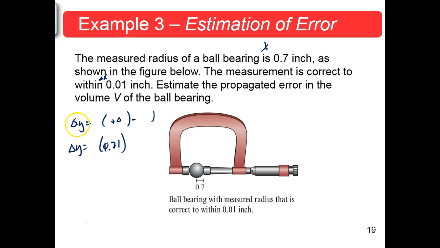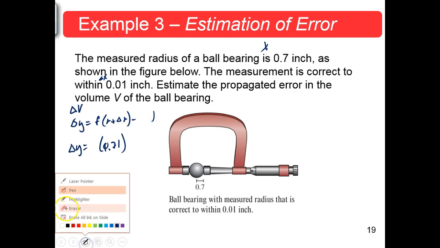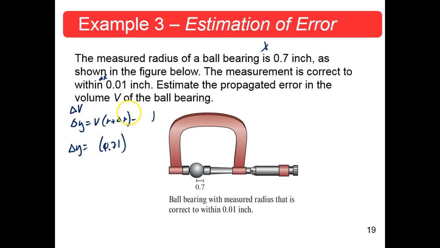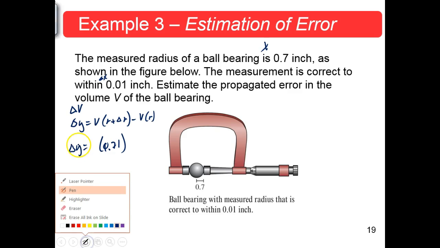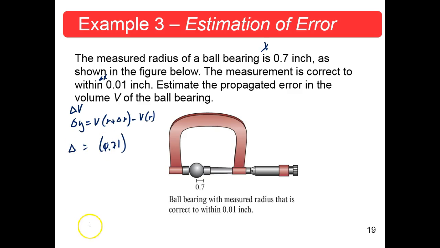Okay. Your change of V, this is actually the volume. This is change of V, and that's your V of R plus delta R minus, okay, for some reason I did it again. This is the volume function as a function of R, minus V of R. I prefer to have things representing what I'm wanting. The change of volume is that minus V of R.